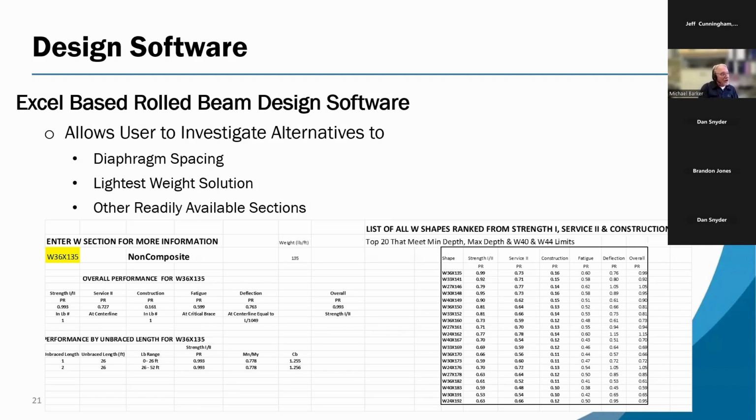We can change diaphragm spacings. We can change other than the lightest weight solution and look at that 27 by 146. We can go to our yard and say, hey, we've got some of these 36 by 10 whatevers. Will they work? And all we have to do in that yellow box is put in a new section, and below it'll tell us whether it works and what are the performance ratios for all the different types of limit states. And on the right, we just have a list of all of them that meet the requirements.